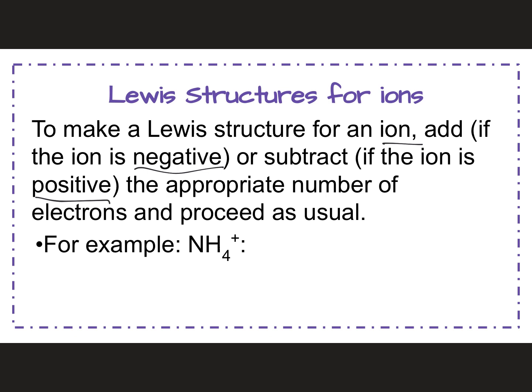For example, ammonium has a +1 charge. That means that I need to take away 1 electron. So if I have 5 electrons from nitrogen and 4 electrons from hydrogen, 1 from each of those hydrogen atoms, that puts me at 9 electrons. But since this has a +1 charge, that actually is 8 electrons, which works out really well because that's going to help me figure out the structure of my molecule.